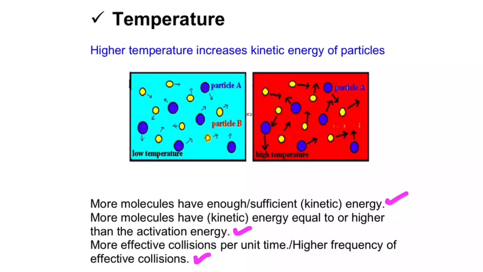Why does it increase? It's these points that you're looking for. More molecules will have sufficient kinetic energy that is equal to or greater than the activation energy, and as a consequence we're going to have more effective collisions per unit time, right? You can see in the diagram provided that when the temperature is low, there isn't a lot of movement, there isn't a lot of kinetic energy in the particles. But when you increase the temperature, there's a lot of movement, there's a lot of collisions. So that is how temperature affects the rate of a reaction.